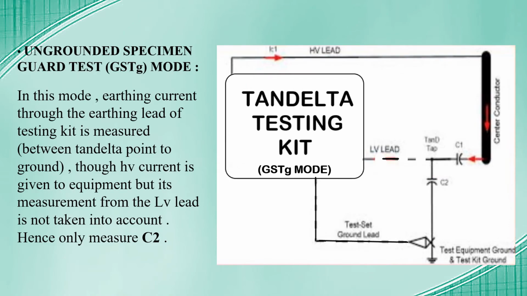Now the third and last test mode is the grounded specimen test with guard, also called the GST-G mode. In this mode, only the value C2 is measured, that is only the output from the ground lead is read, and the output from the LV lead is masked, meaning it will not take that measurement into account.